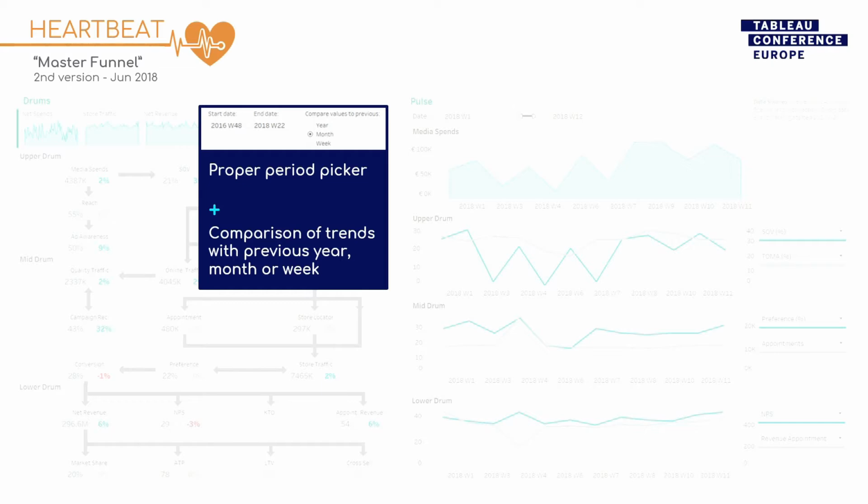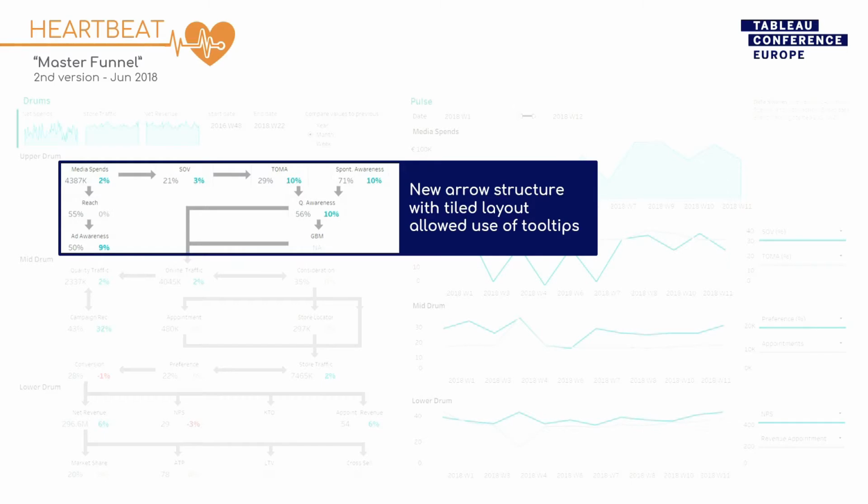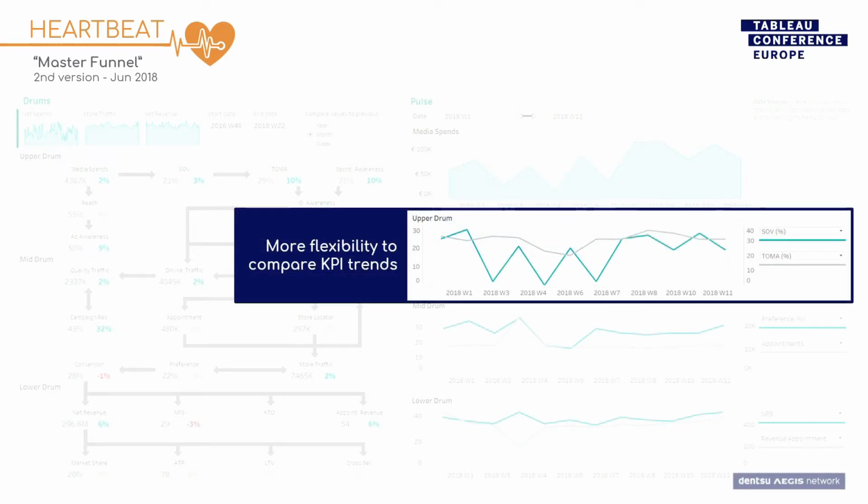I'm going to go into more detail on how we did that later, so you can take pictures and reproduce that. And we also had a new arrow structure that was much better. We used simply the tiled layout from Tableau to build this. This allowed us to use the tooltips and to explain a bit more for our clients what was going on with this dashboard. We also had more flexibility to compare the KPI trends. So we added simple line charts with parameters where you could pick whatever KPIs you wanted to compare.